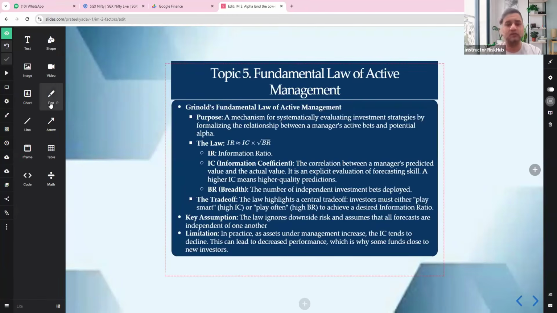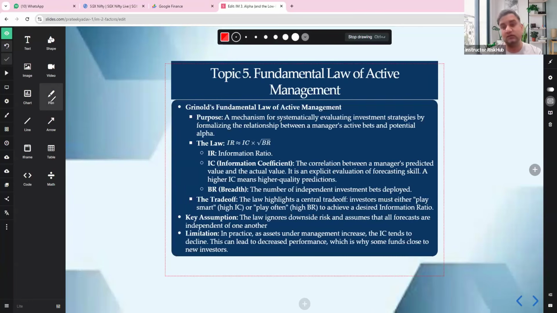We are going to the next topic, which is your topic number 5, which is the fundamental law of active management, right? When you talk about the fundamental law of active management, please understand this again, very interesting. This is Grinold's fundamental law of active management. The law is very clear. Information ratio is equal to IC into root of BR, right?